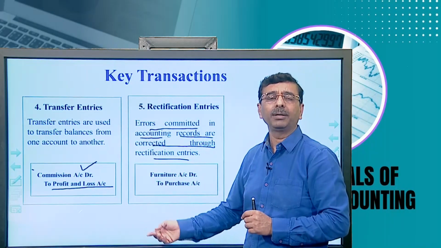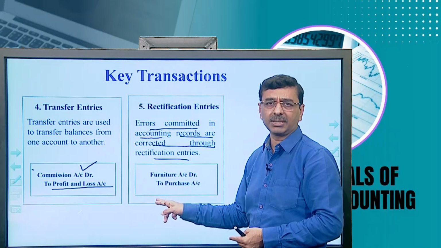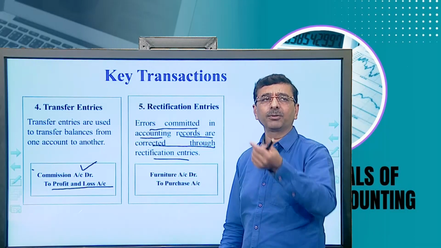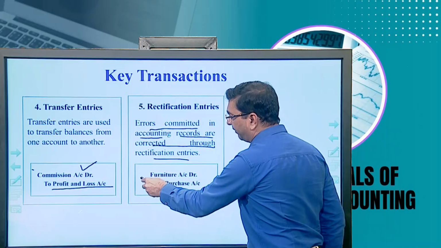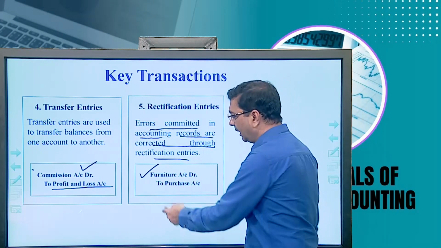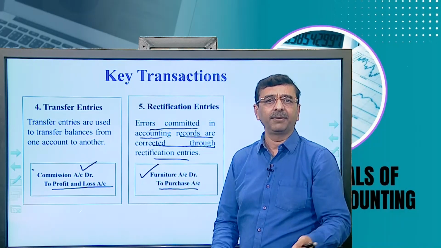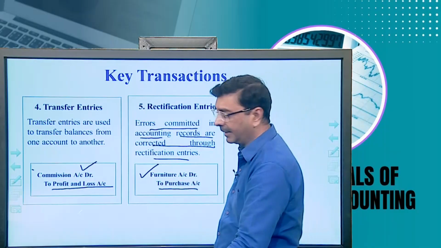So what do we have to do? We have to write the correct entry. Furniture was purchased, so the furniture account is debited. Purchase was wrong, so purchase has to be credited. So the rectification is: furniture account is debited because it's right, and purchase was wrong, so it has to be credited. Now the purchase will be nullified. That's why the purchase account is credited.